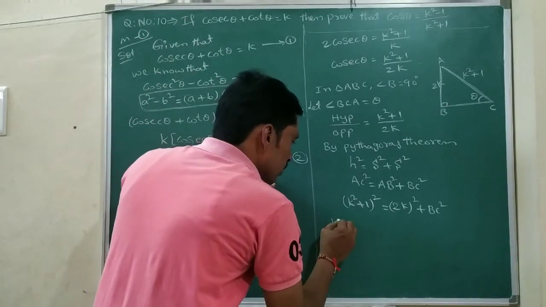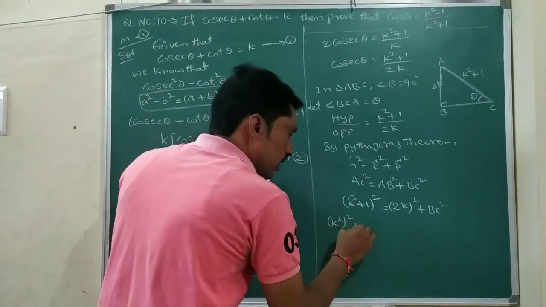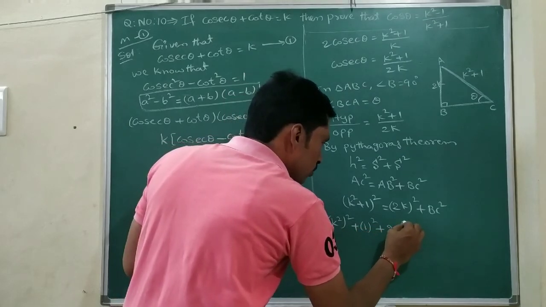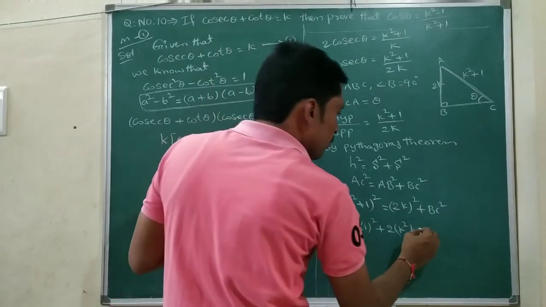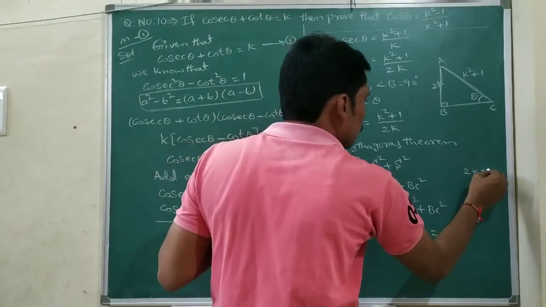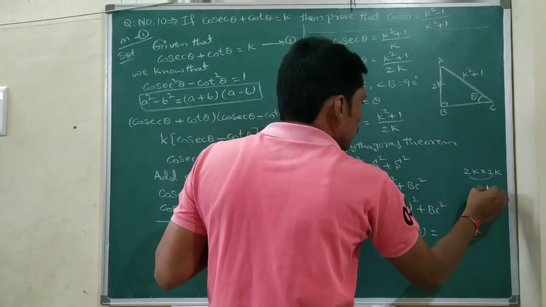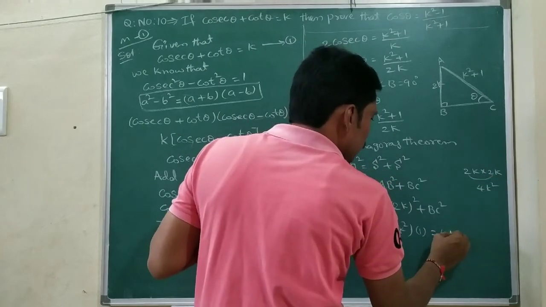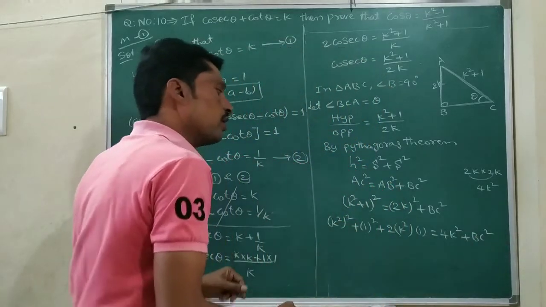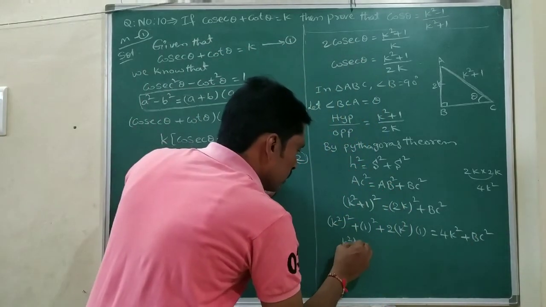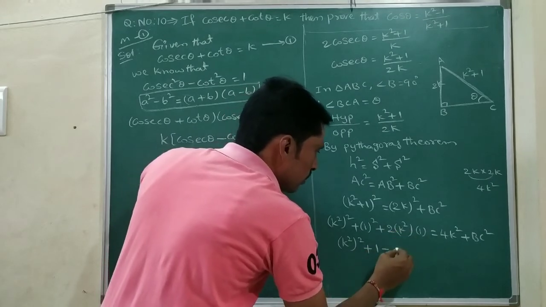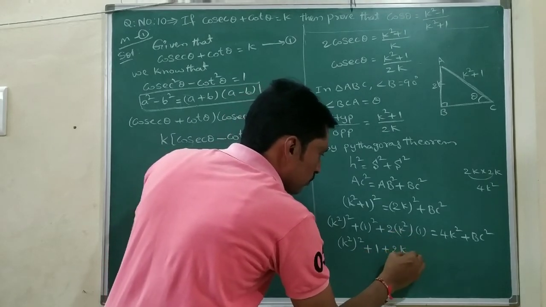Now I am writing here (k square) whole square, that is a square, this is b square means 1 square, plus 2ab, means 2 into k square, b means 1, equal to (2k) whole square. (2k) whole square means 2k into 2k. 2 2s are 4, k into k square means we are getting 4k square, plus BC square. So k square, I am writing as it is only, (k square) whole square plus 1 plus 2 into k square. So this is plus 2k square.